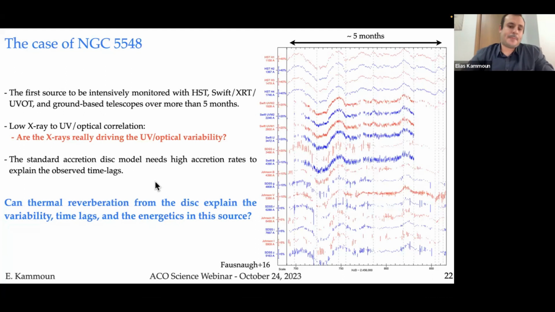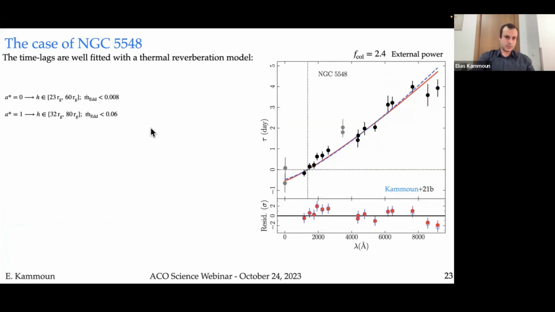As I mentioned before, it's one of the sources where a standard accretion rate and a standard accretion disk could not fit well if we simplify things. But as I showed before, now we can eliminate that, but let's keep it in mind. So we are asking ourselves, is thermal reverberation a viable model to explain all this variability in that source? As I mentioned before, if we use the external power and the simple analytic expression, we can fit very well the time delays in that source. We can somehow constrain the height and the accretion rate, so we can put some constraints.